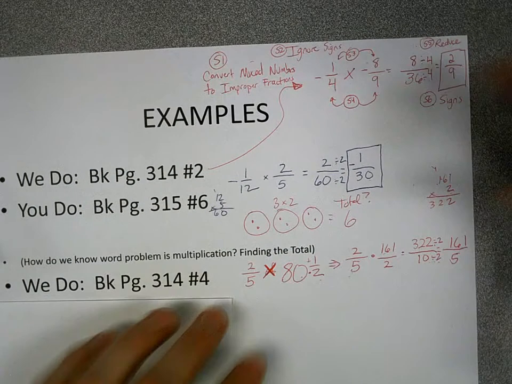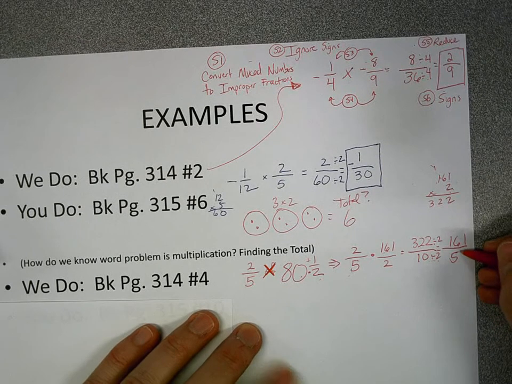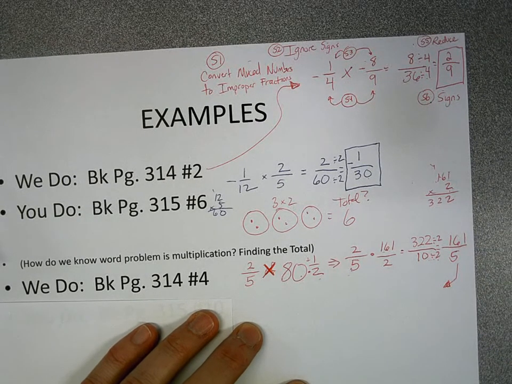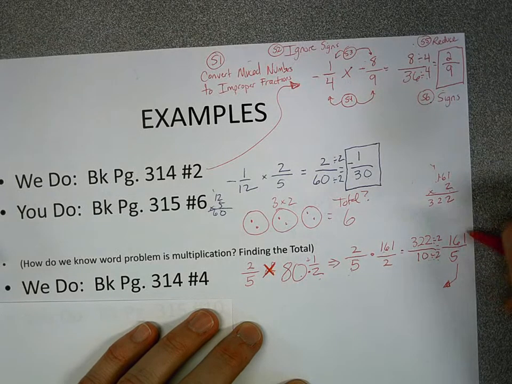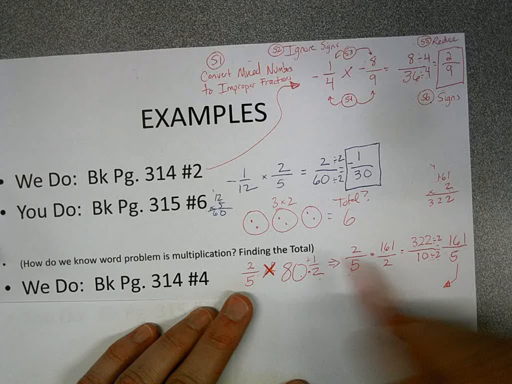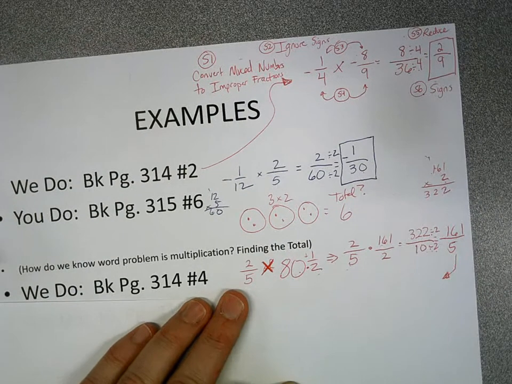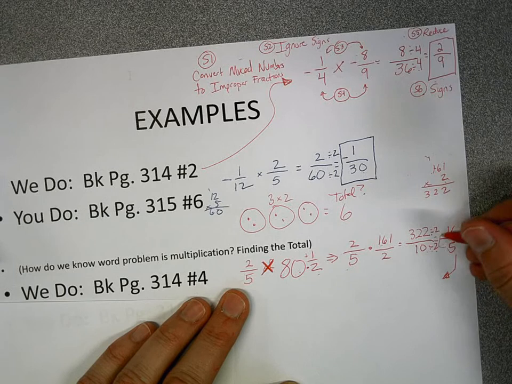Now, here's the thing. I don't want you to forget that this is a word problem. With word problems, you're going to want to convert your improper fraction to a mixed number. So remember what we're going to do then. Oh, sorry, I did forget about the signs, right? But the nice part is I already knew they're both positives. So since they're both positive or both the same, it's a positive number. I'm going to go ahead and convert this.